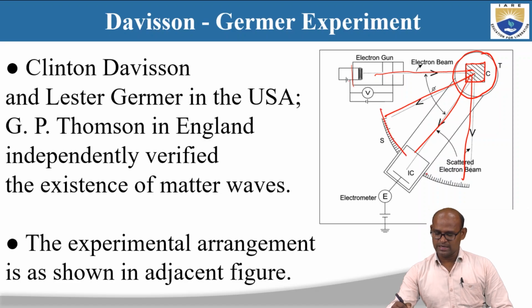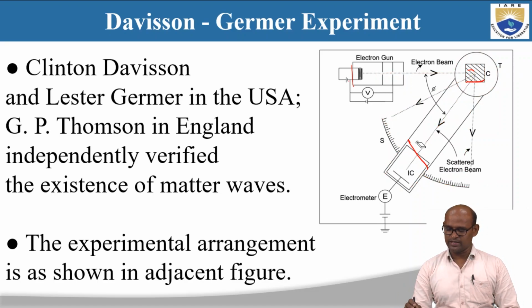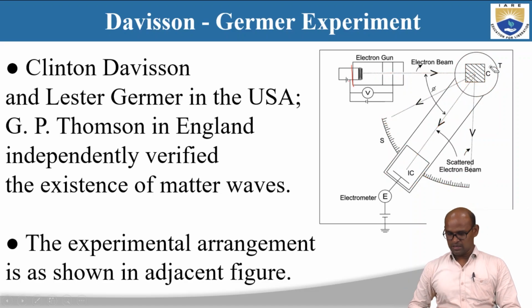So here I have a scale S. This rotating scale can tell me the scattering angle, and I can count the number of electrons that are scattered at every angle. So this is the experimental arrangement of Davisson and Germer.